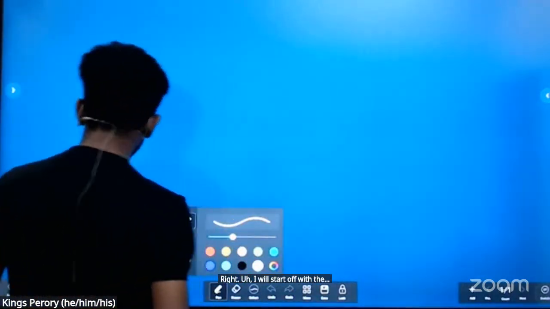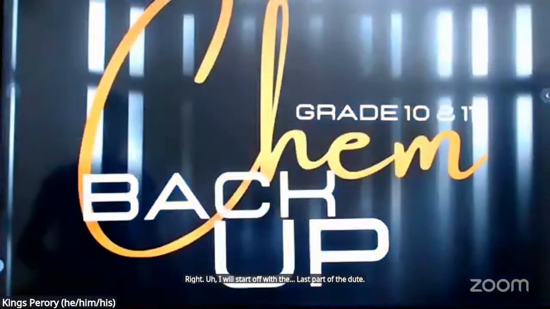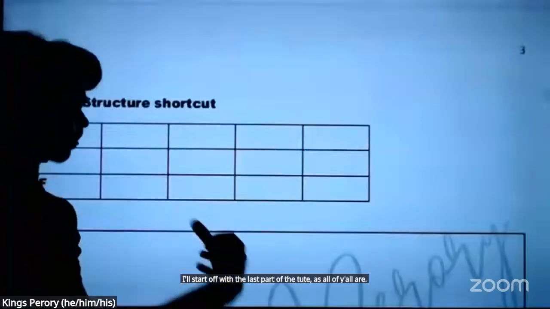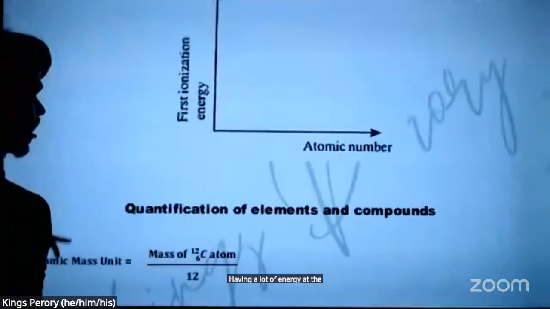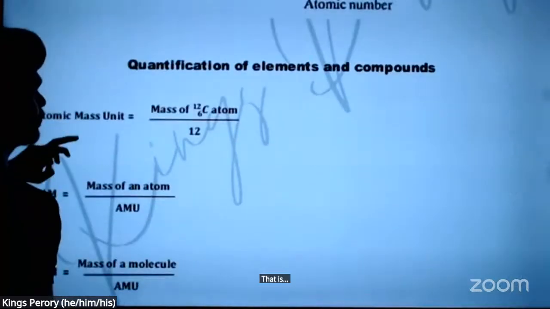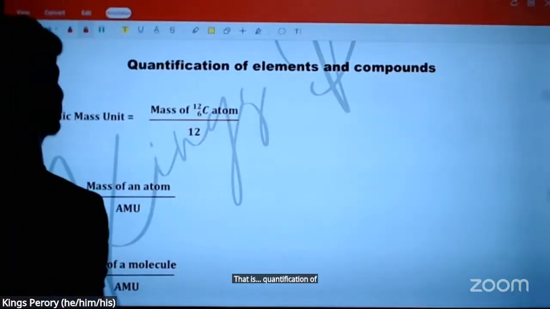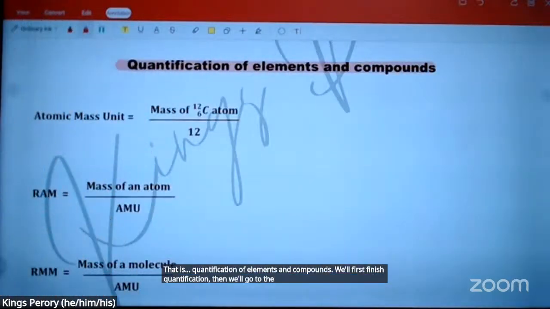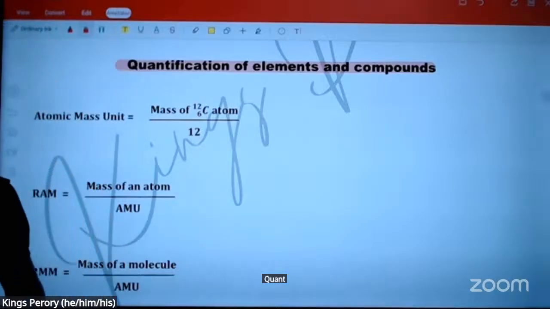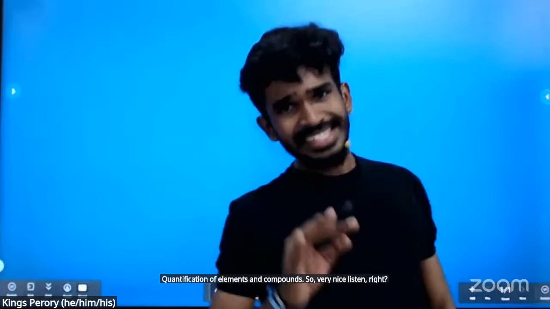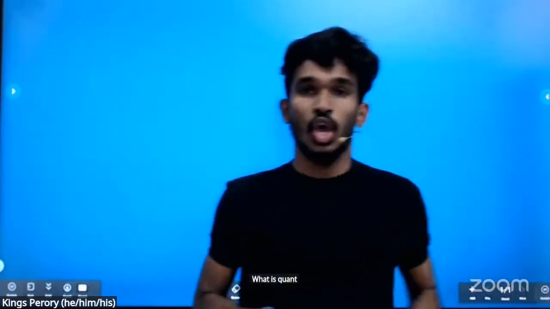I will start off with the last part of the tute, as all of you have a lot of energy at the beginning. I'll start with the last part of the tute, that is quantification of elements and compounds. We'll first finish quantification, then we'll go to the other sections. Quantification of elements and compounds. Nice lesson. What does quantification mean?